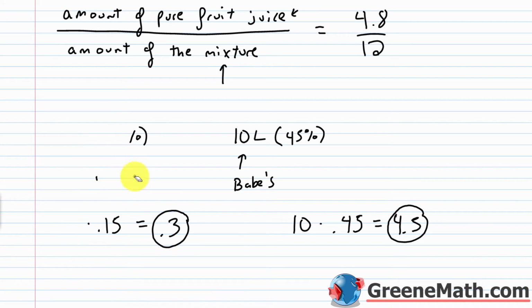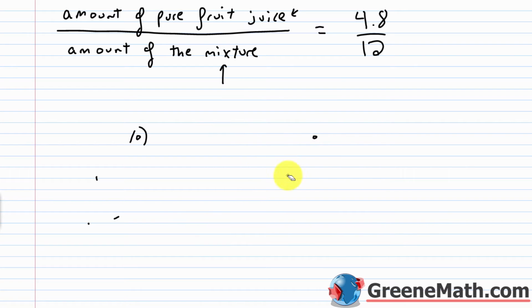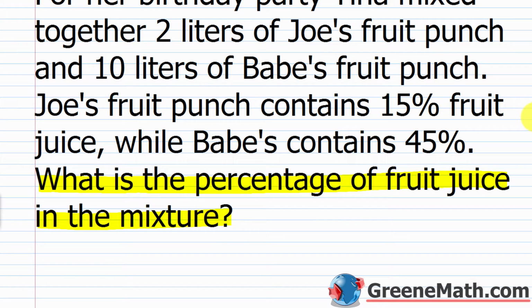So let's erase this real quick. We'll do our calculation. So again, what I figured out was the amount of pure fruit juice. I have 4.8 liters. And I know the amount of the mixture, that's 12 liters. If I divide one by the other, I'm going to get as a decimal 0.4. So as a percentage, I just move this over 2 places to the right, and I'd have 40%. So that means that my mixture is going to be 40% fruit juice. So I can come back up here. What is the percentage of fruit juice in the mixture? The mixture is 40% fruit juice.